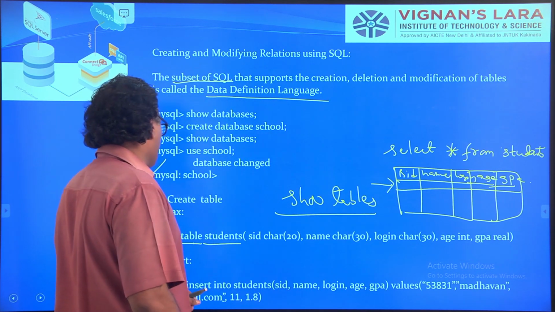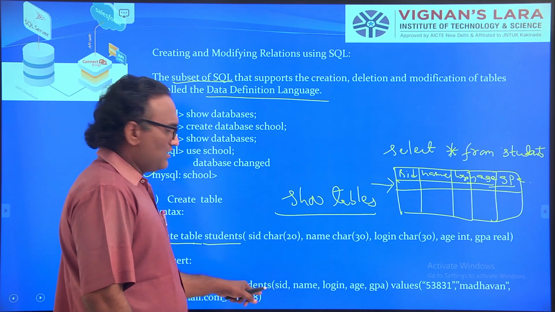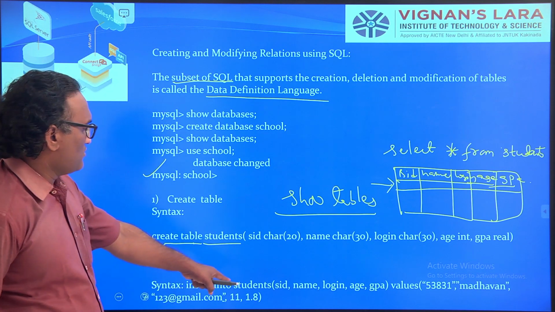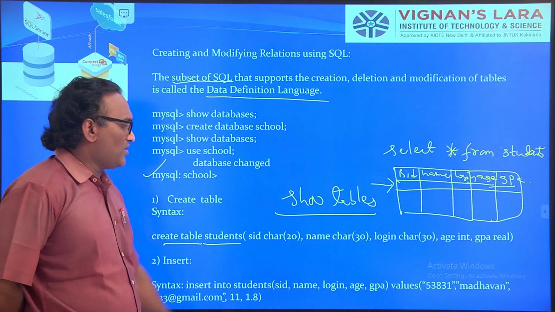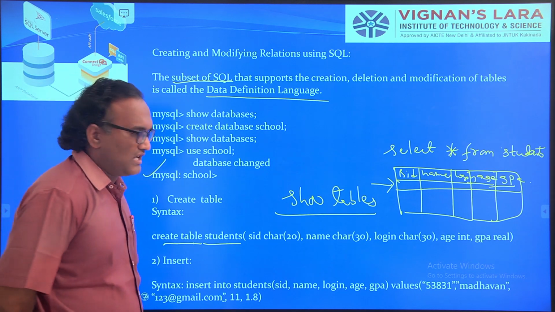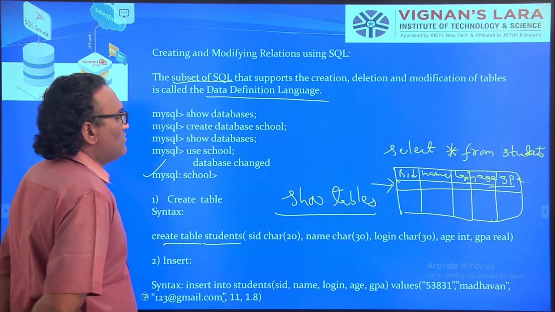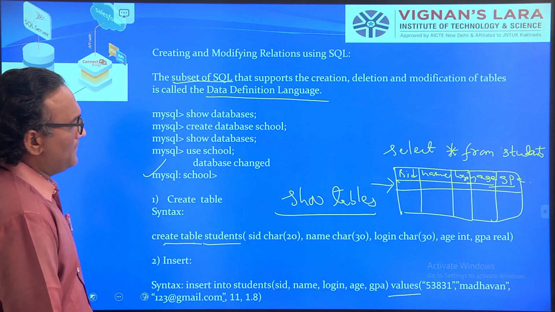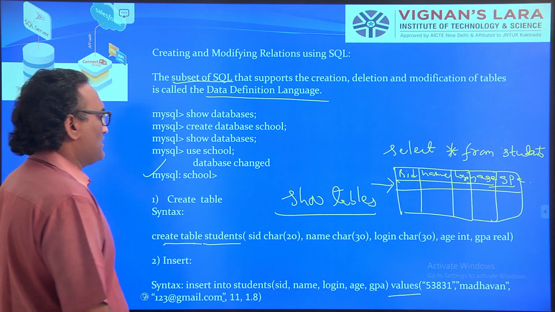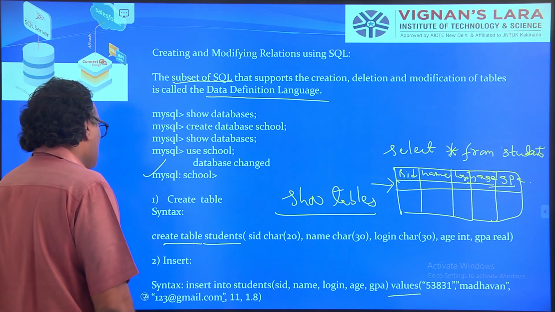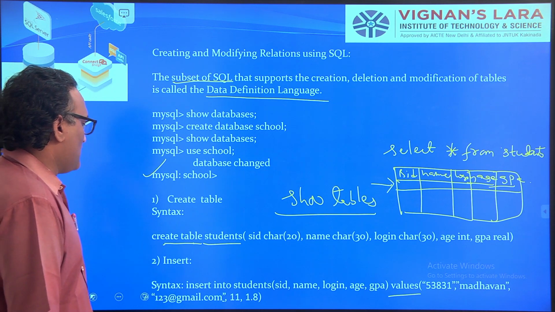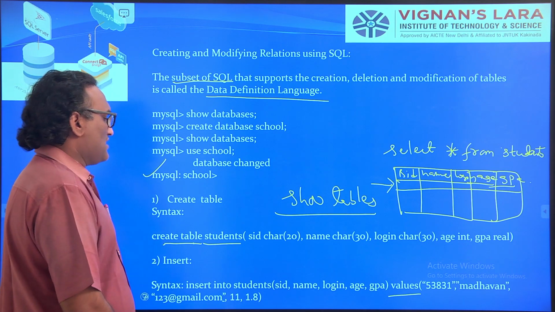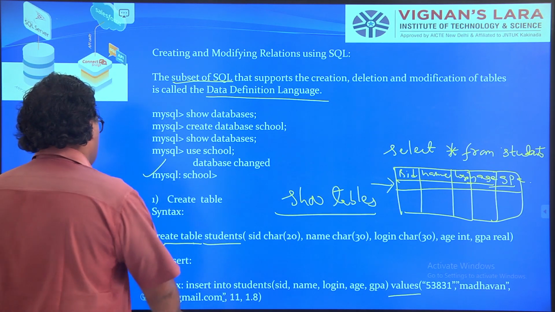How can you insert a row? Insert into students. This is the command. Insert into students, SID comma name comma login comma age comma GPA, those are the attribute names. Close the bracket. Values, this is very important: values of 53831 comma Madhavan. Both are strings. And login, which is a Gmail ID, 123@gmail.com, and age is 11, and GPA is 1.8. This is how we are supposed to give it.